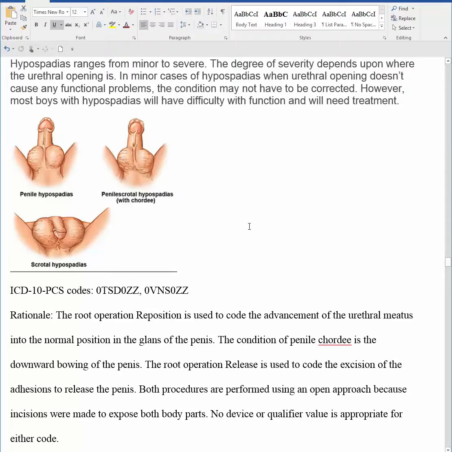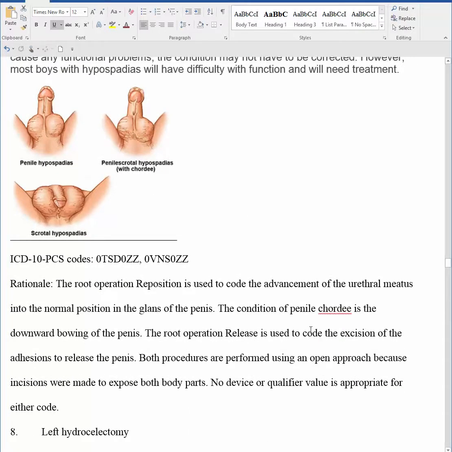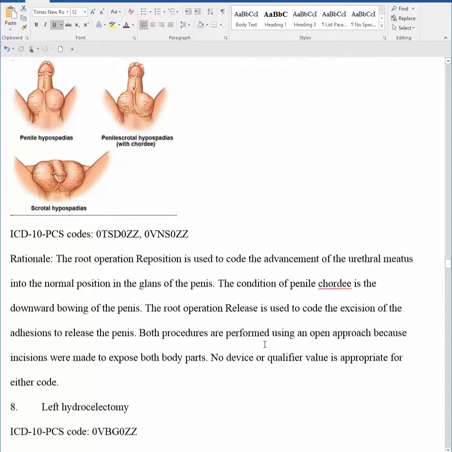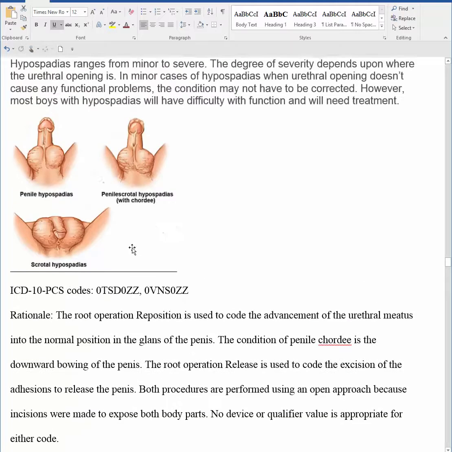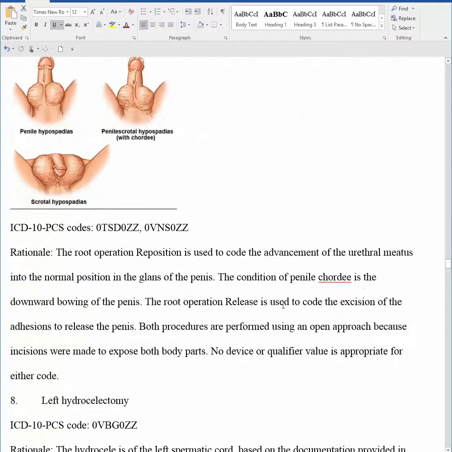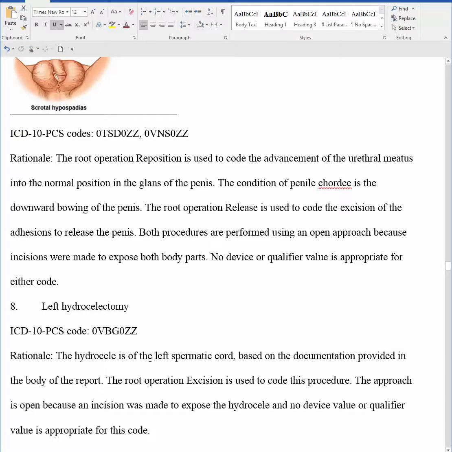That works on the hypo component. To correct the bowing of the penis, the root operation release is what is used. So we have 2 separate root operations, which means we're going to have 2 codes. We have 0TSD0ZZ and 0VNS0ZZ. Also remember that this hypo condition is working on the urethra, not necessarily on the penis itself, whereas the second condition is working on the penis in terms of root body part value.